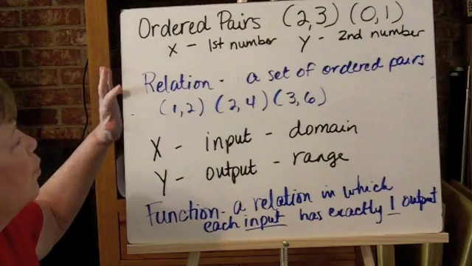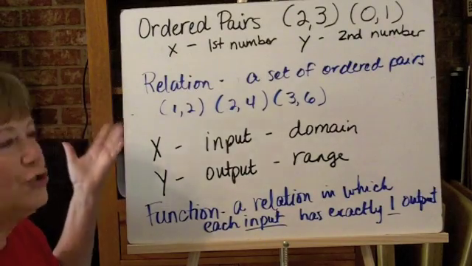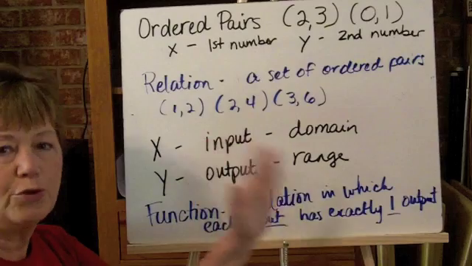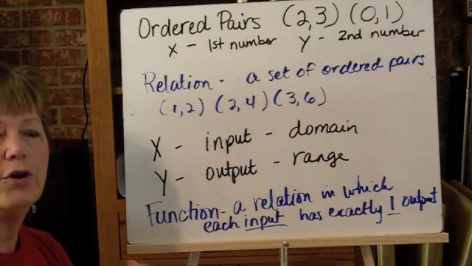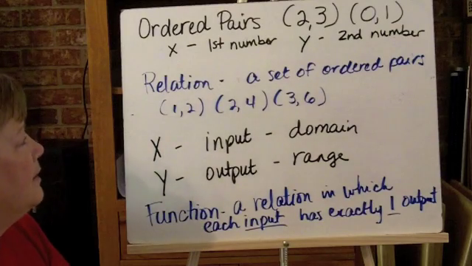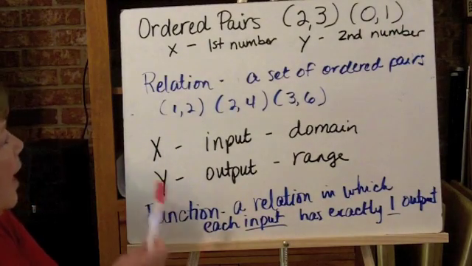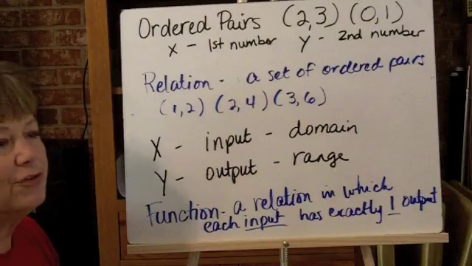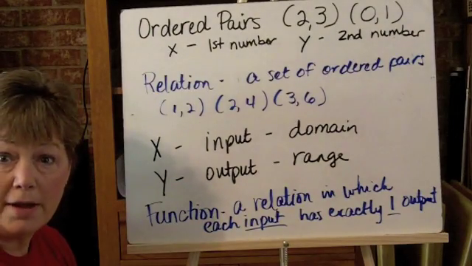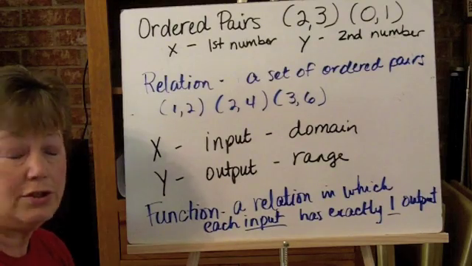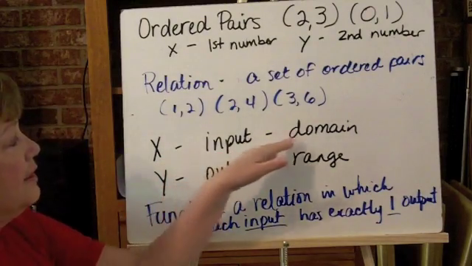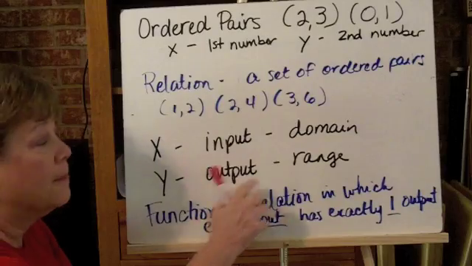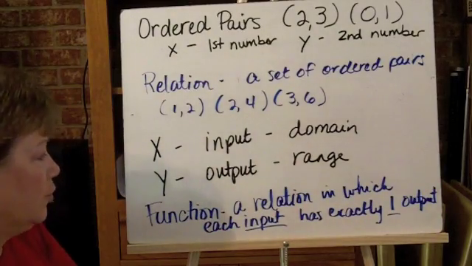Another key term is relation. A relation is just a set of ordered pairs. So you just have a group of ordered pairs that you are going to do something with, and that's called a relation. The X is that first number. If you're thinking of an input-output box that you've used for years, the X is the input and it's considered the domain. And the Y is the output and it's considered the range.